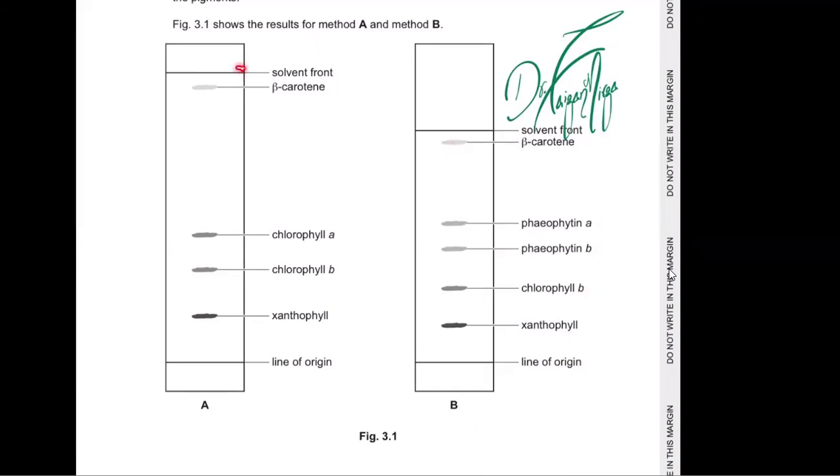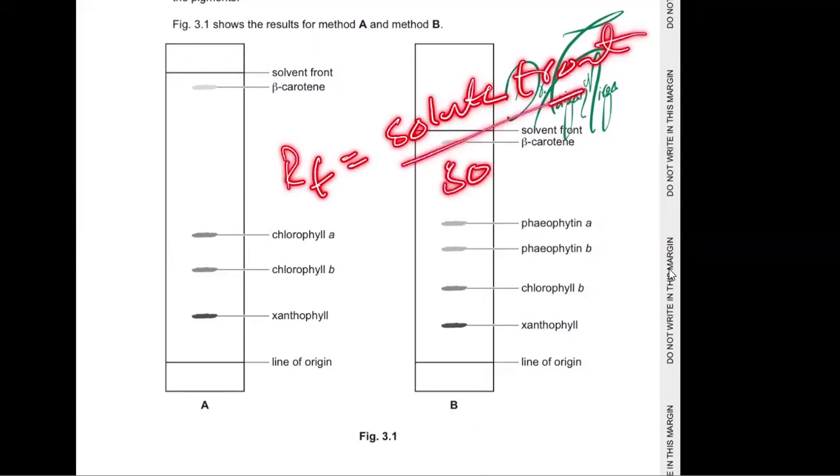And the solvent front is the line at which we allow the chromatography to stop. So this is the maximum point to which the solvent travels. If the RF value is to be calculated, what is the RF value? You divide the solute front by the solvent front. So how do you calculate the RF value? You simply divide the solute front by the solvent front.